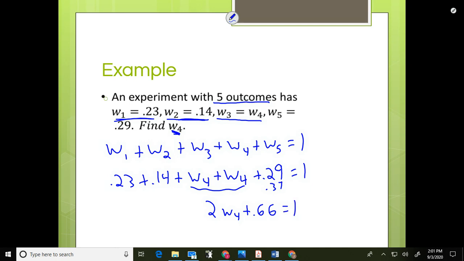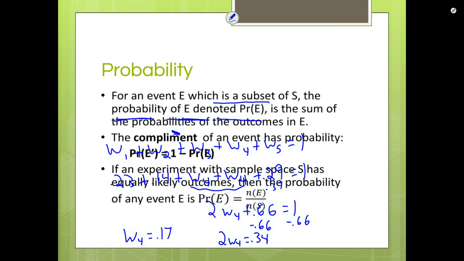Okay, and solve for W4. So subtract 0.66. Okay, and then I'm out of room, but we would divide by 2, so that means W4 would be 0.17, and that's what we wanted. All right. So that is an example of finding the probabilities when we know we have a certain amount of outcomes. Like I said, kind of similar to those ones we did last chapter, just now we're using probabilities instead of actual whole numbers. All right.